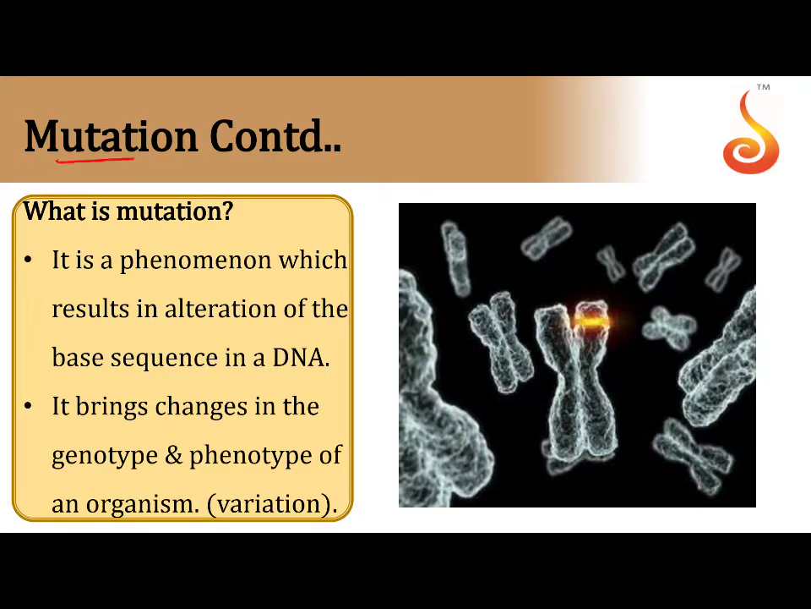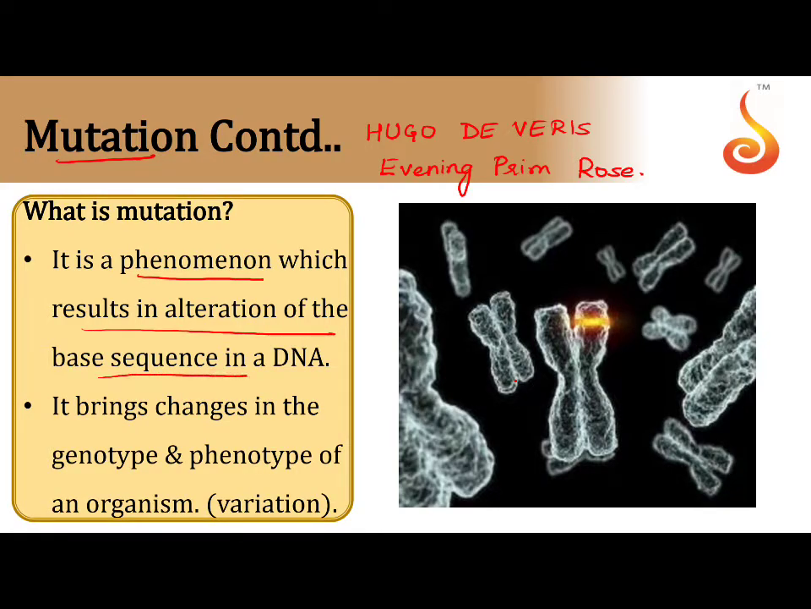Mutation was first studied by a scientist named Hugo de Vries. He studied this on a plant named evening primrose. He found several mutations in this plant, and then he defined mutation as a phenomenon which results in alteration of the base sequence in a DNA. So, he is going to change the entire base sequence.